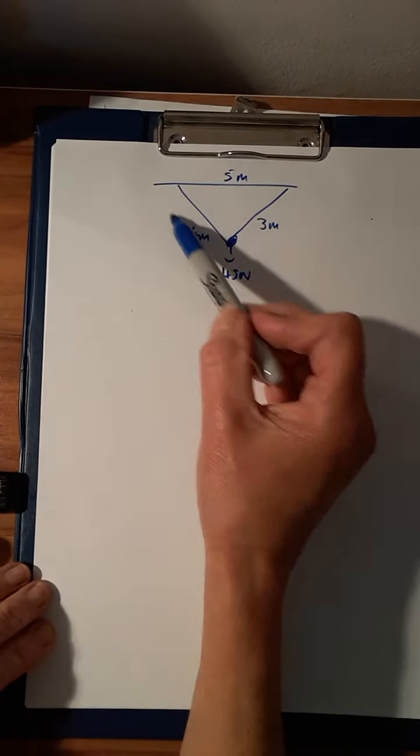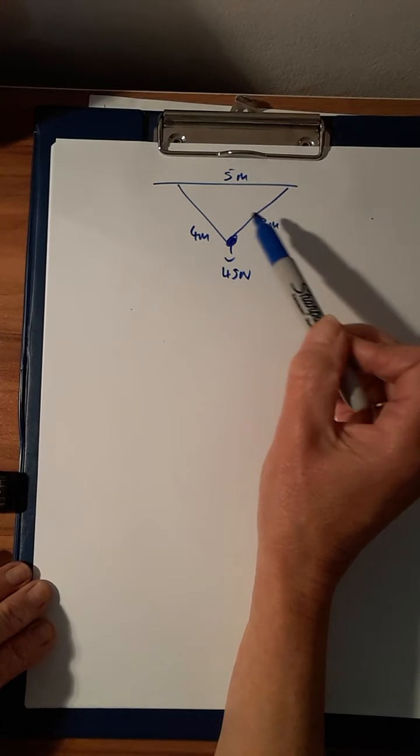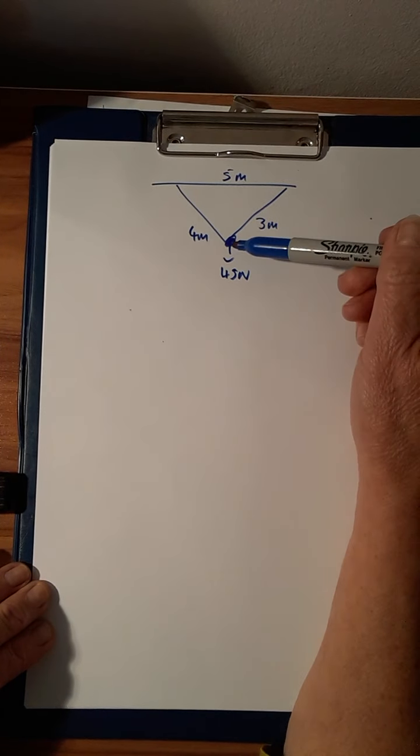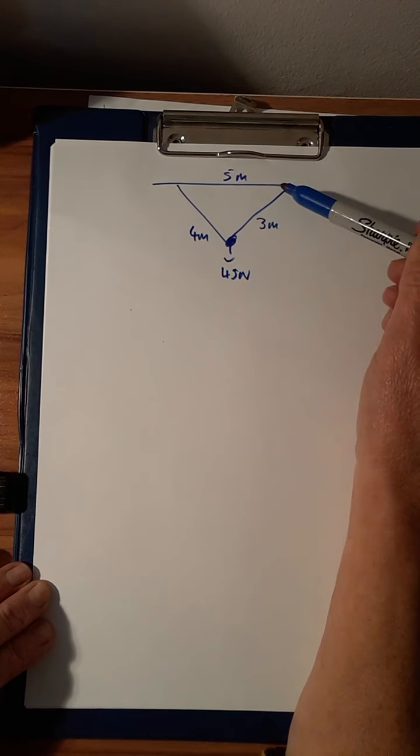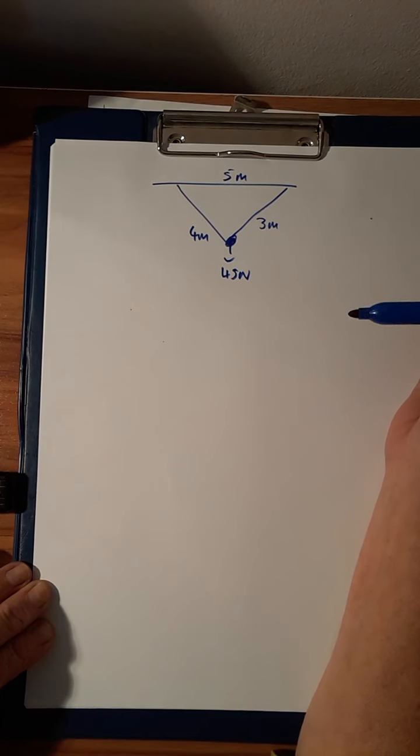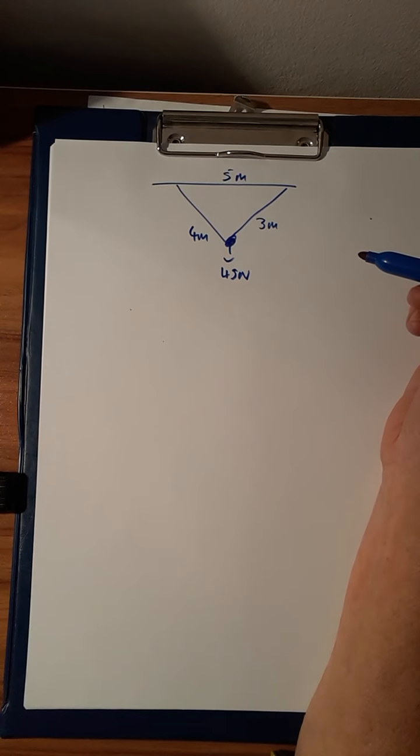So you have two light and extensible strings of length 4 meters and 3 meters, and they're tied to a particle of weight 45 newtons, and the other ends of the strings are attached to a horizontal ceiling. Now you've got to show on a diagram the forces acting on the particle.